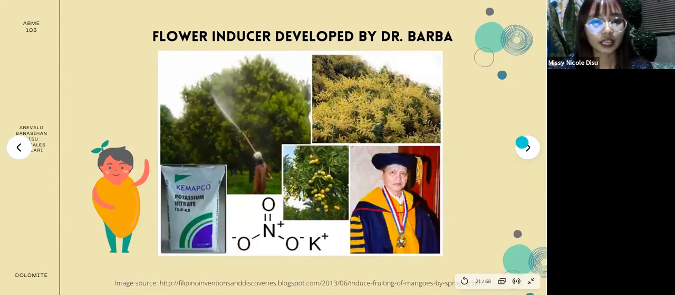Next. Aside from fertilizers applied in the soil, one of the inputs used in mango production is flower inducer, which helps in making mangoes available all year round. The flower inducer discovered by the national scientist Dr. Ramon C. Barba in 1974 helped overcome the problems of growing mangoes, which includes being seasonal.